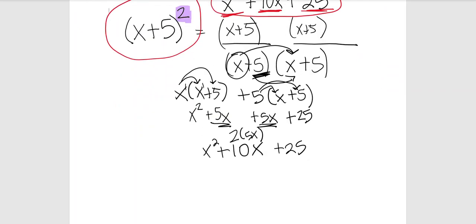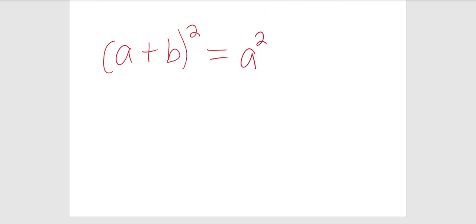if we have a plus b squared, we know we're going to get a squared as our first term. Two groups of a times b is our next term, and b squared is our last term.